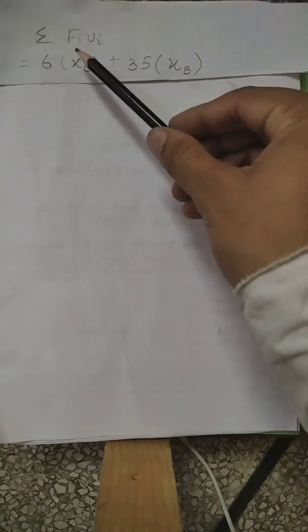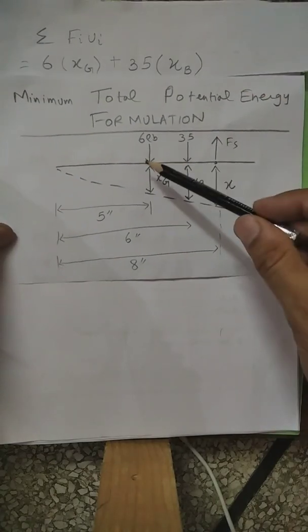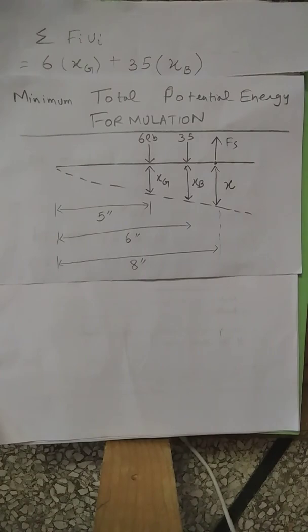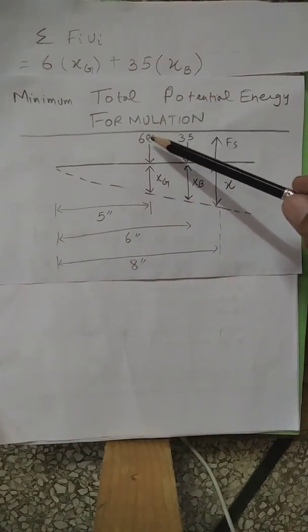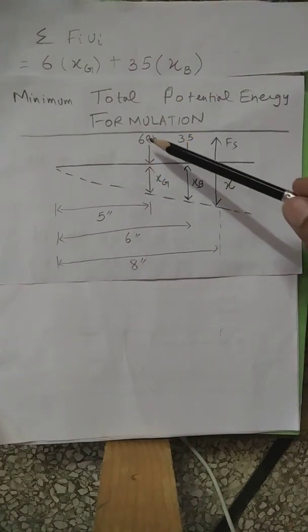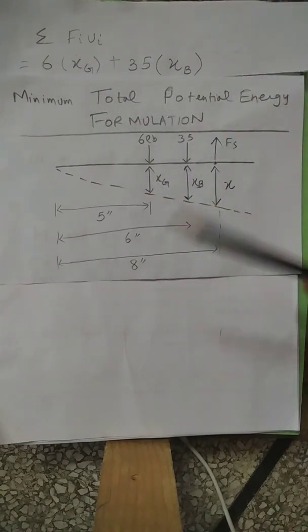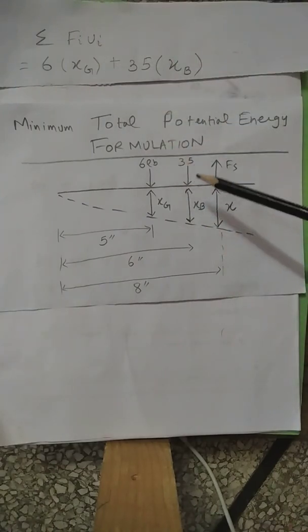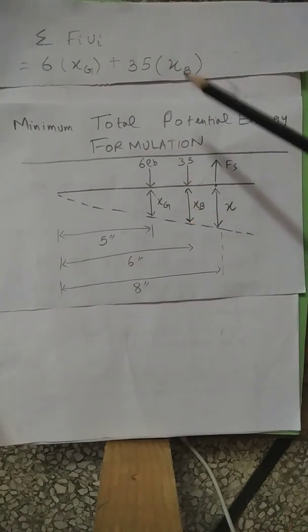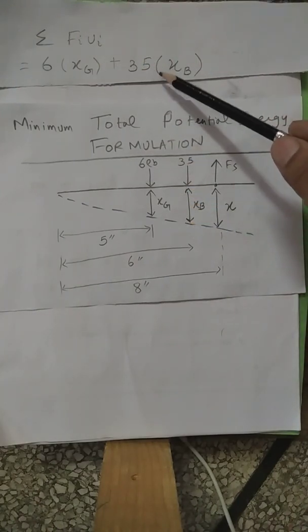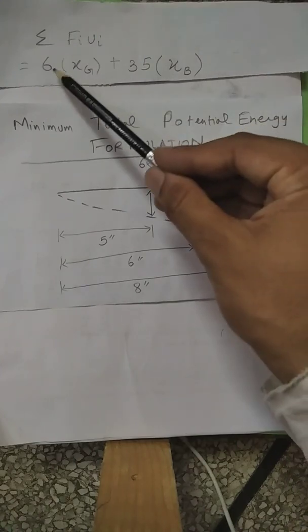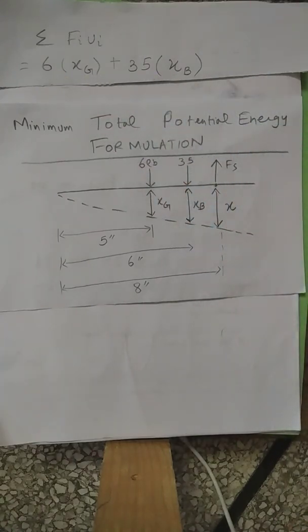Now in this problem, we will find the work done by the external forces. We know that there are two external forces. One was 6 pound force and the other was 35 pound force. We know that the work done is equal to force into its displacement. So 6 pound into xg will be the work done, and 35 pound into xb is the work done by this 35 pound force. So this is the work done by the external forces.